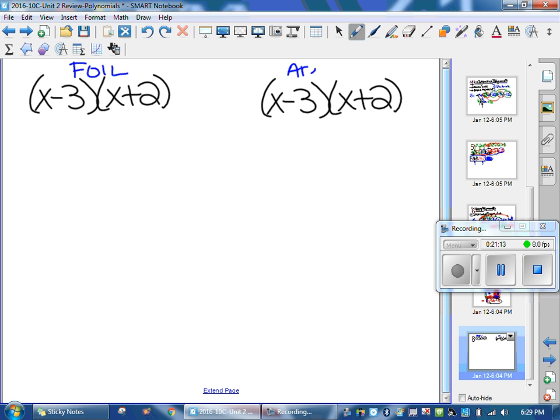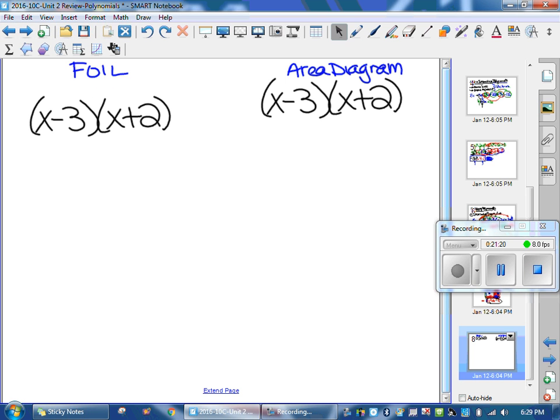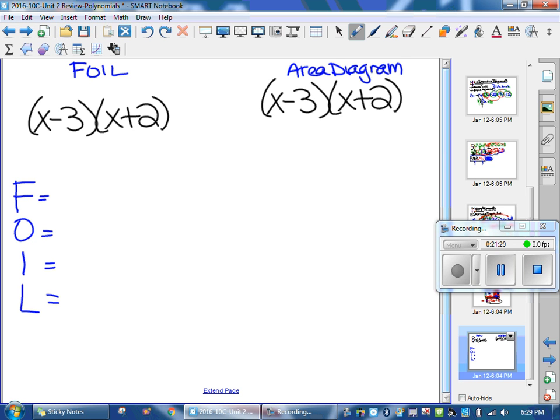So if we FOIL, the letters F-O-I-L actually stand for something. The F stands for the first term in each bracket. So that's these two. So you're going to get x times x. Now remember, when we multiply variables, we add the exponents of like variables. The same letter, same variable, we're going to add their exponents. That's going to give us x squared.